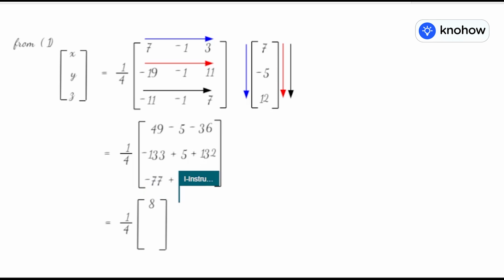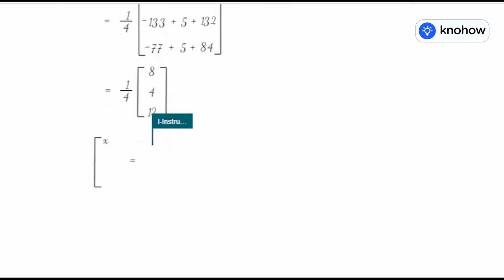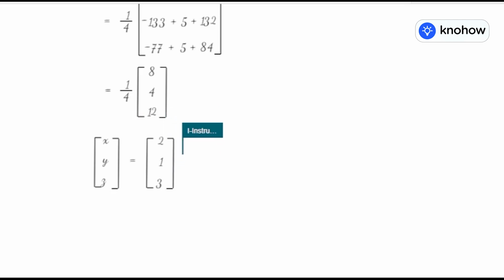So you get finally on the left X, Y, Z, the column variable matrix, equal to 1 by 4 times 8, 4, 12. Multiplying each element by 1 by 4, you get 2, 1, 3. So now equating the respective elements, because the matrices on both sides are of the same order, you get x equal to 2, y equal to 1, and z equal to 3. That is the required solution.